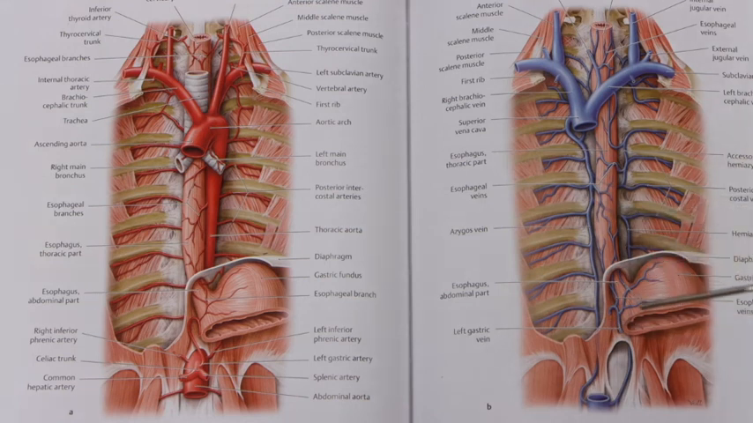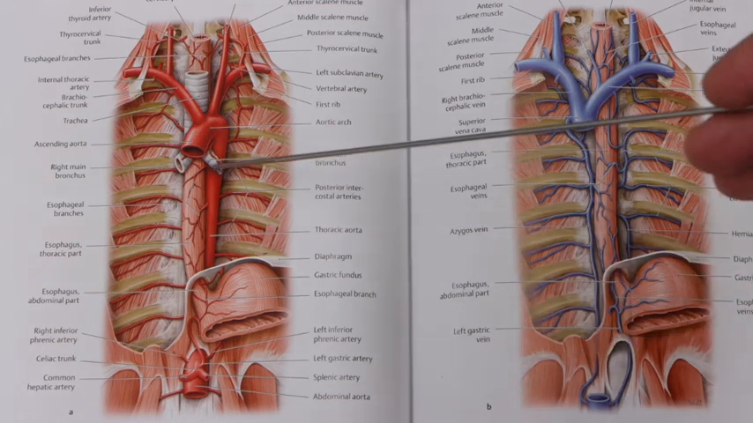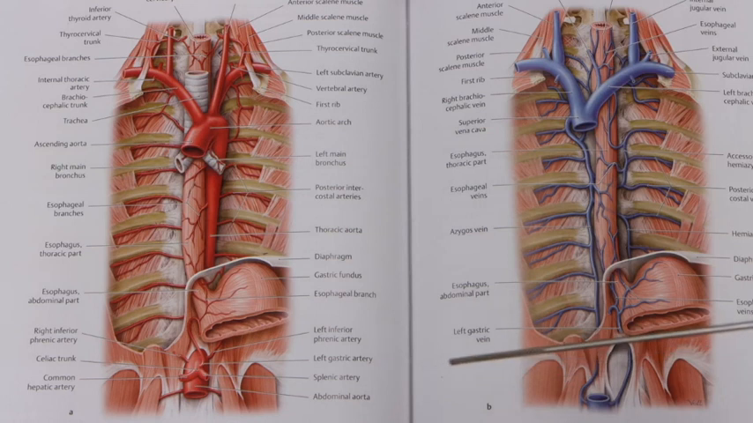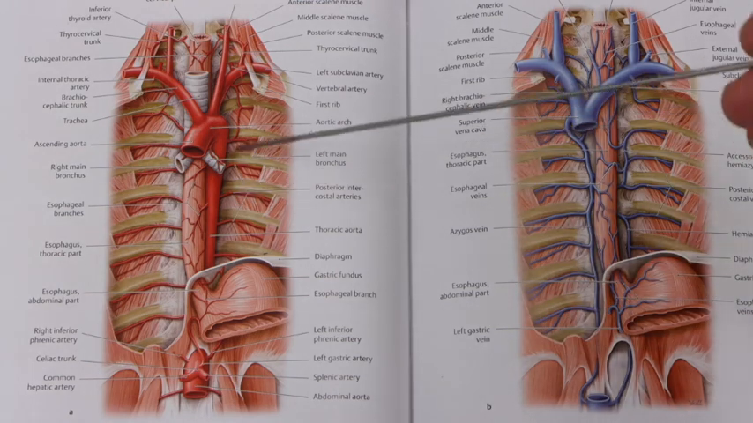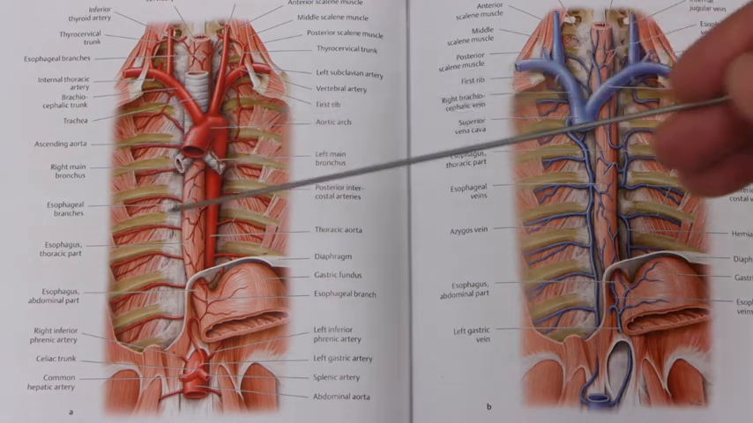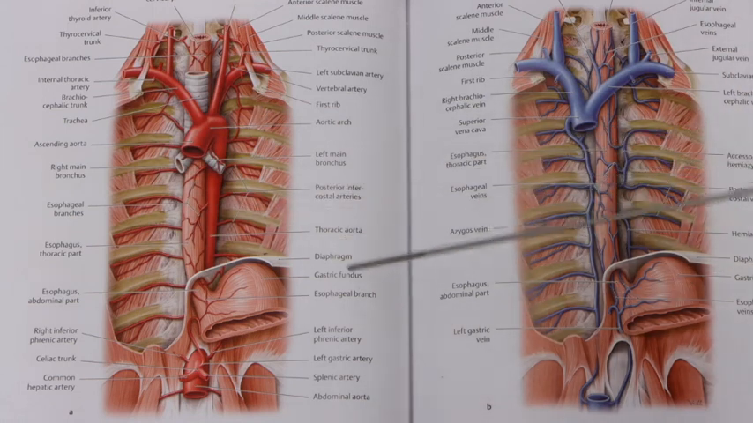Then we have the parietal branches. The parietal branches of the aorta, as we said, are not supplying the organs. They are supplying the diaphragm, and they are supplying the wall of the thorax. And usually they arise from the ventrolateral part of the aorta. And the posterior intercostal arteries arise from the posterior part of the aorta.